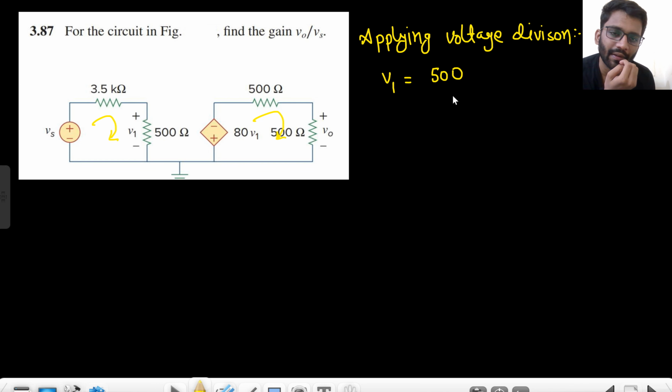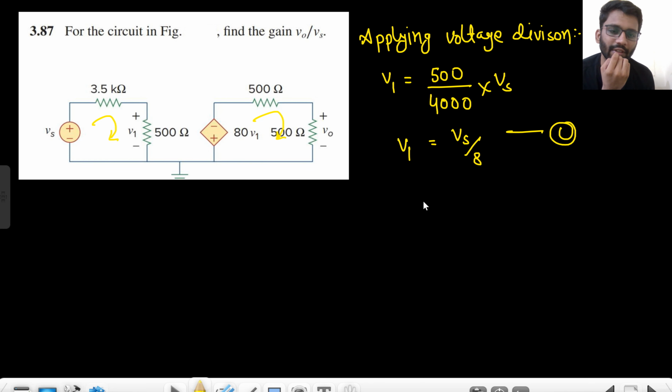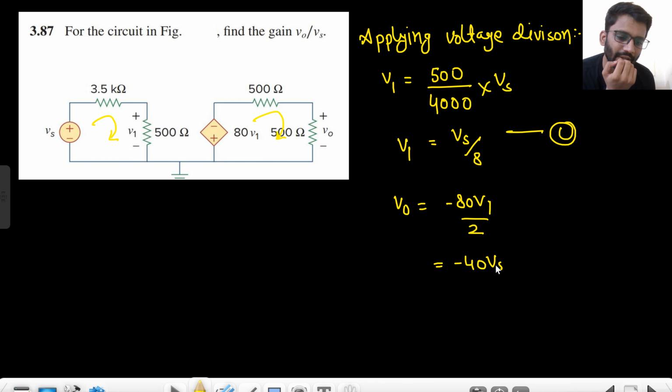your V1 would be equal to 500 by 4000, because 3.5k is 3500, into Vs. It will be equal to Vs by 8. V1 is equal to Vs by 8. This is equation 1. What is the value of V naught? V naught is equal to minus 80 V1 by 2. So that will be equal to minus 40 V1. V1 is Vs by 8, by equation 1.